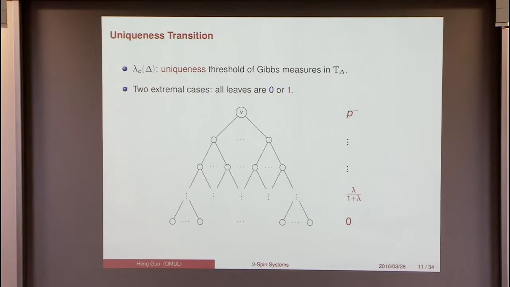Their marginal is like lambda over 1 plus lambda. Again, we can continue this sort of tree recursion computation. We get some number p minus. Then the question is, do these two numbers go to the same limit or not? So does the limit exist for arbitrary boundary conditions? And it turns out the p plus and p minus go to the same limit if and only if lambda is less than or equal to this lambda c.